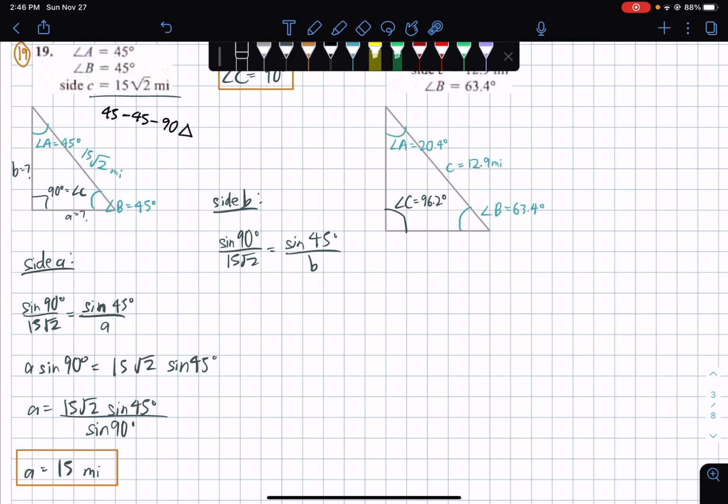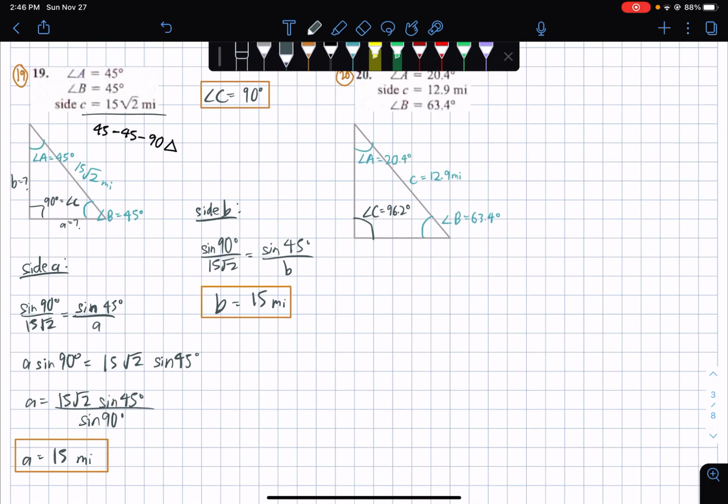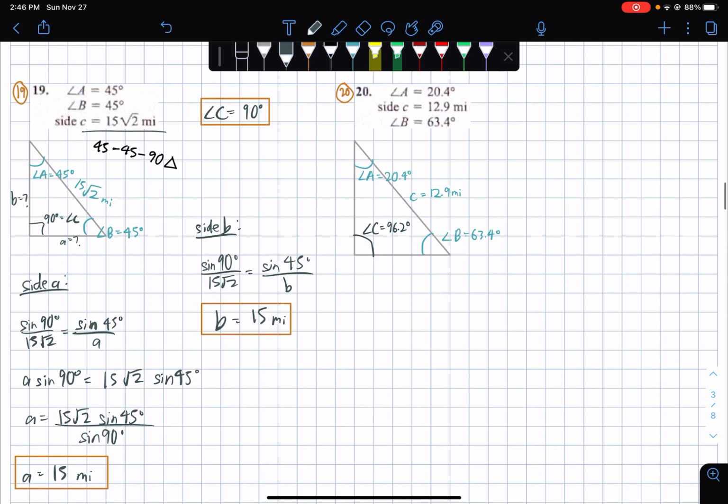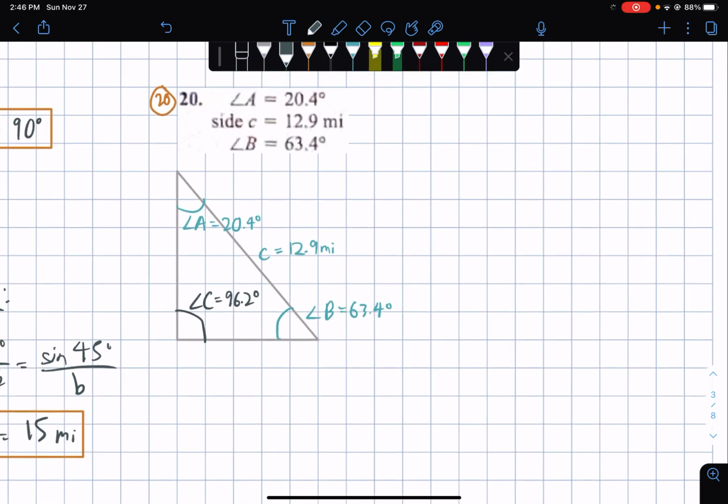Well, based on what you can see right now, if you compare this equation with this one, the only difference is the denominator of the right side's fraction. So theoretically, you could say that B is also 15 miles. That's it for number 19. Pretty easy. If you could observe the pattern, then you could understand it more easily. Let's go with number 20.